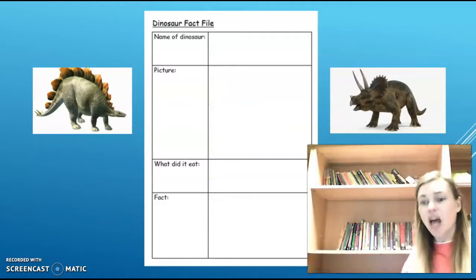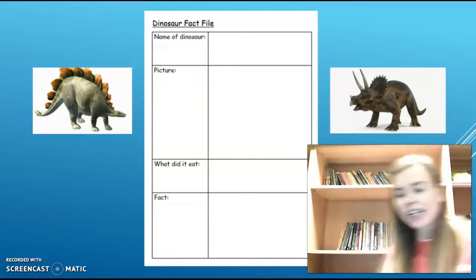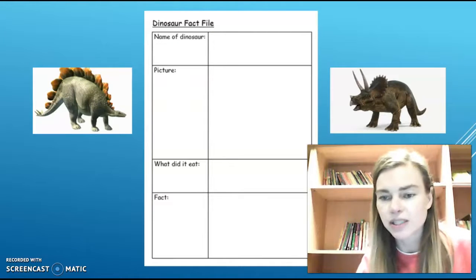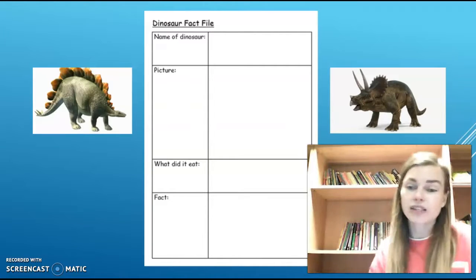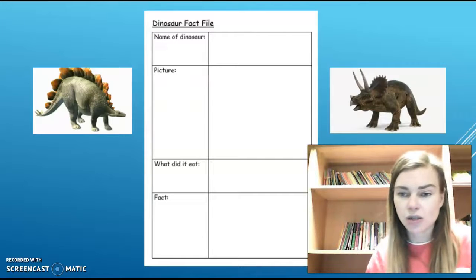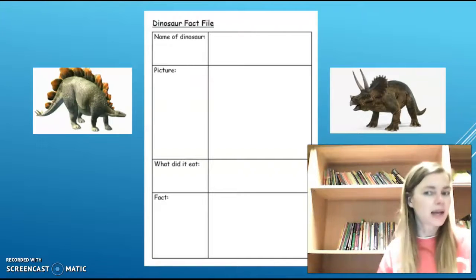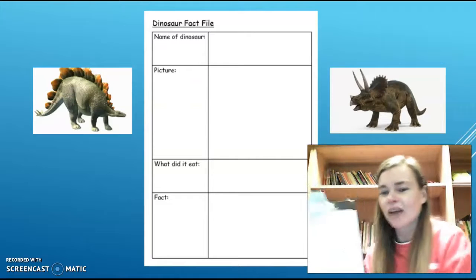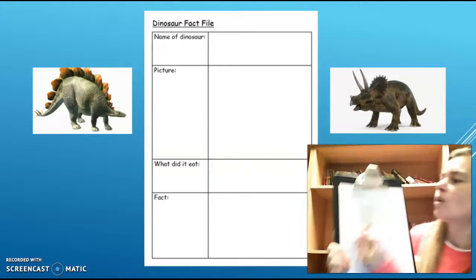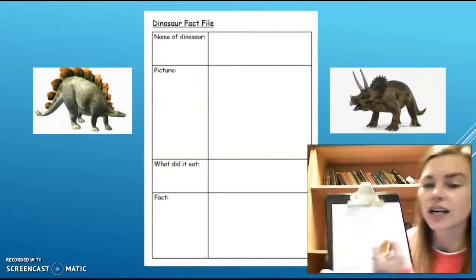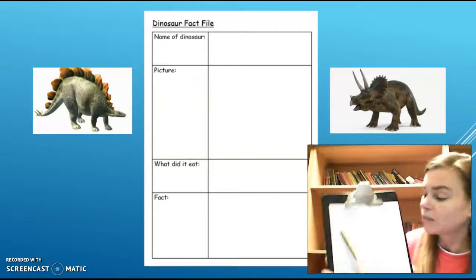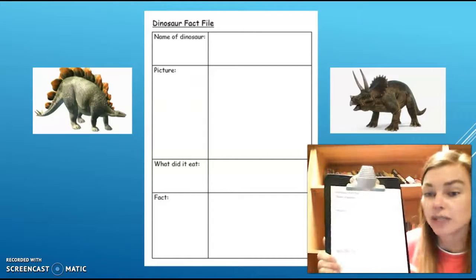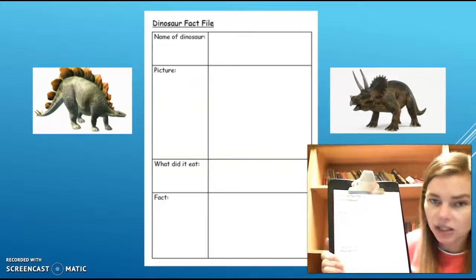Right, reception class, hopefully we can remember a little bit now about a Stegosaurus and a Triceratops. And you could just rewind this video and have another listen to those pages to try and remember a little bit more. But what you are going to do now is to complete this sheet, which is a dinosaur fact file. So you could either choose to complete this sheet about a Stegosaurus or a Triceratops. It's up to you, just pick your favourite dinosaur.